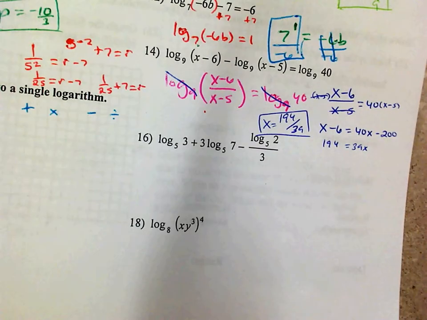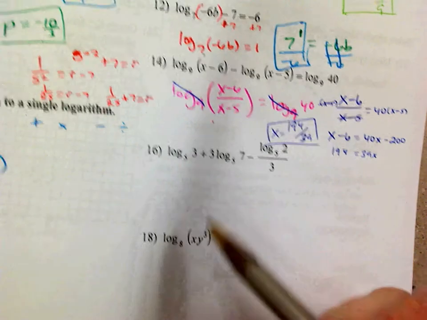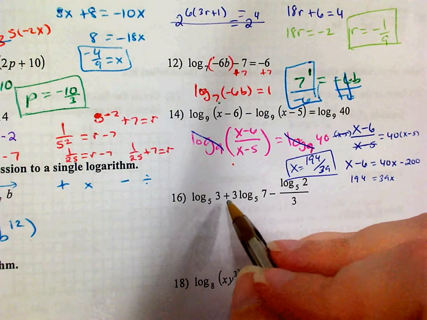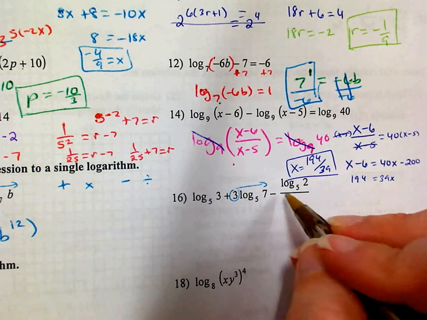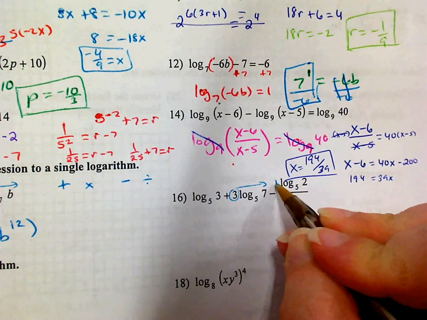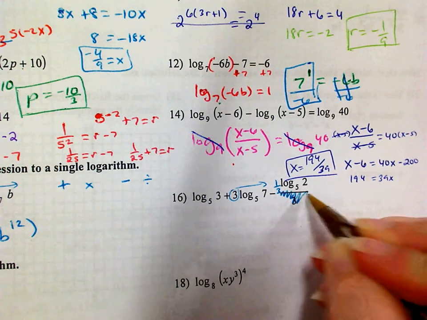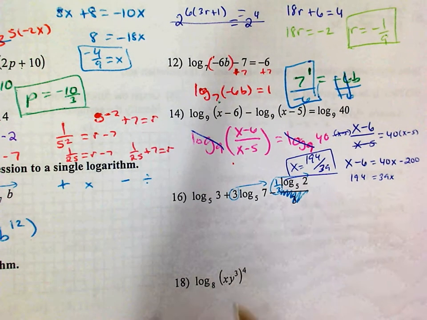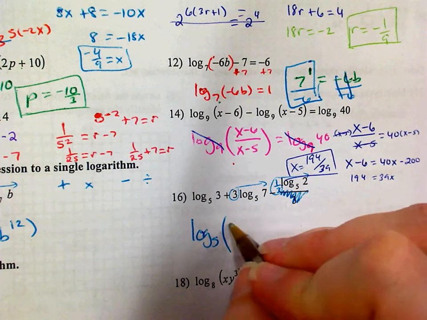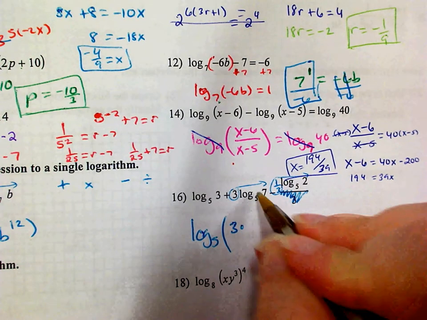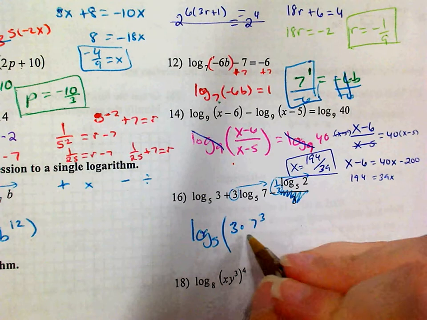Okay. This one is log base 5 of 3 plus 3 log base 5 of 7, so 3 moves to the back, minus, dividing by 3 is the same thing as multiplying by 1/3. So I'm going to move 1/3 to the back as a power. So I've got log base 5 of 3 times 7 cubed divided by, because of the minus, 2 to the 1/3.